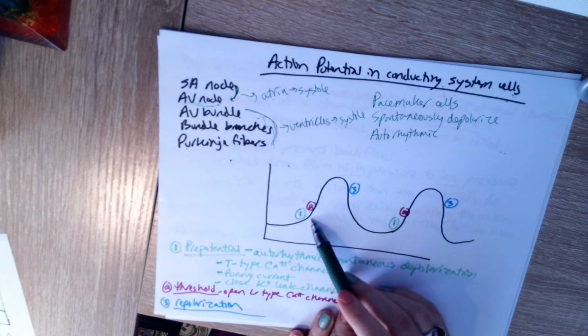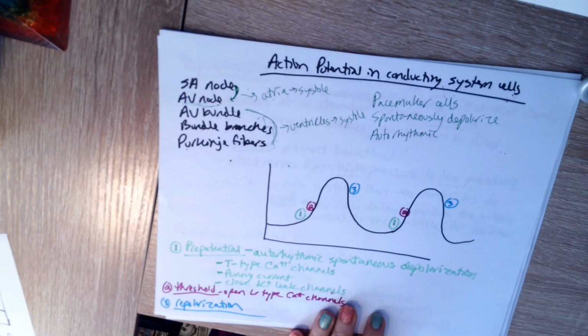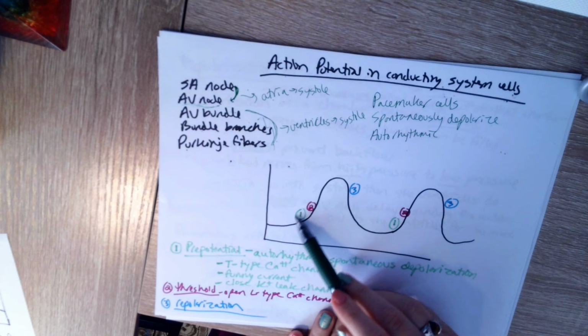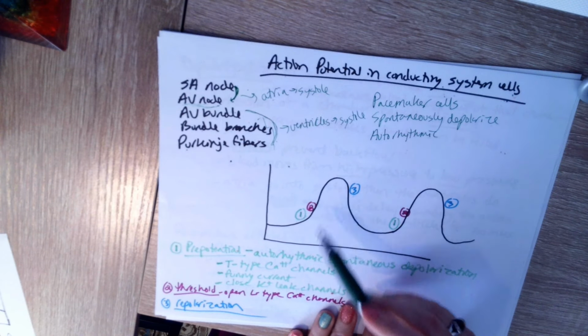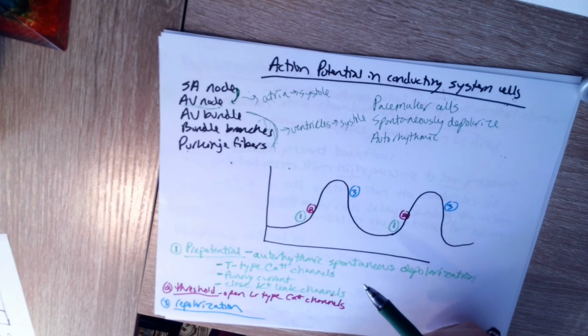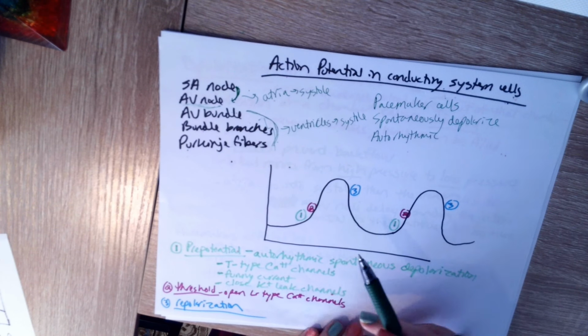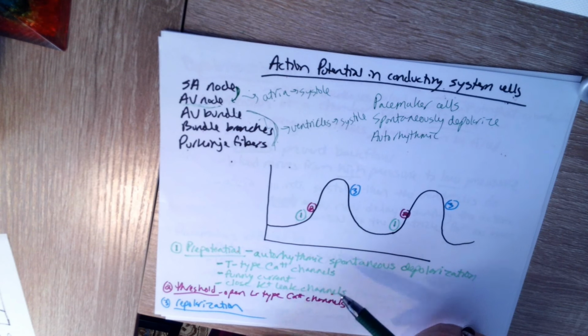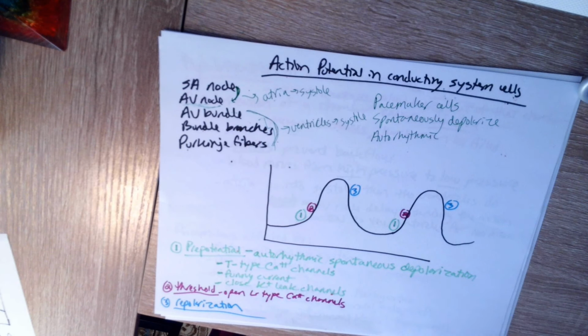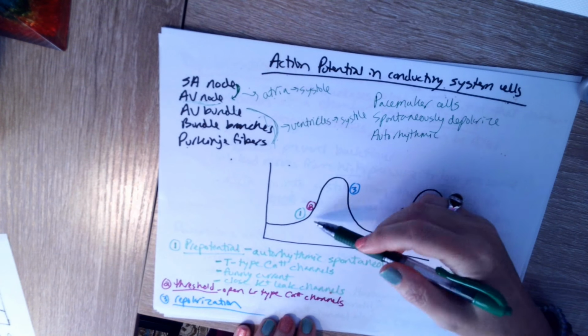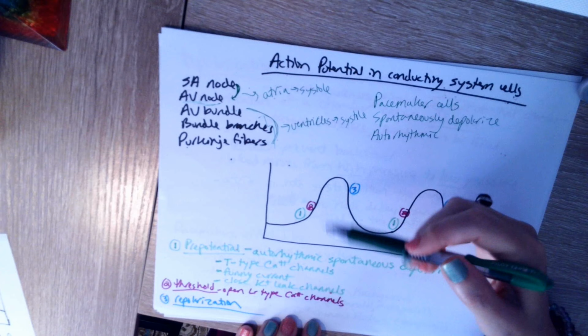So let's look at the action potential in these conducting system cells. With this action potential, it's a bit different because we're not using sodium channels, so it's not going to be as sharp of a depolarization as you get when you open sodium channels, which are really fast, and sodium comes rushing in. It's utilizing only calcium channels, various kinds of calcium channels. So those calcium channels don't have that same sharp depolarization as we do with sodium channels.